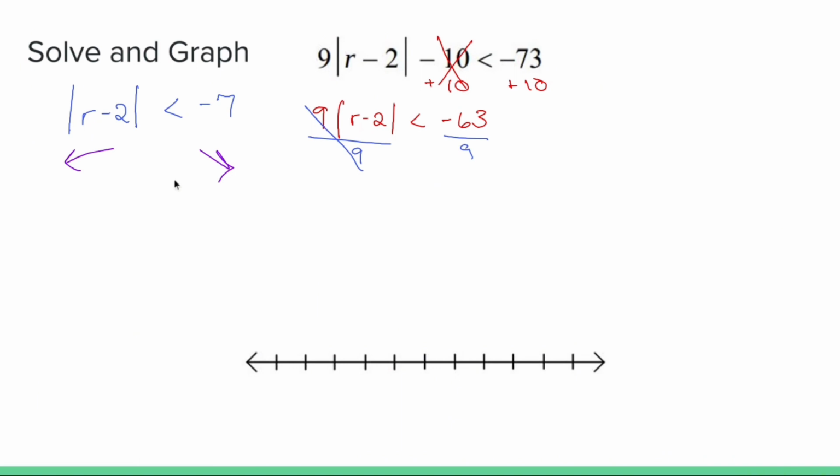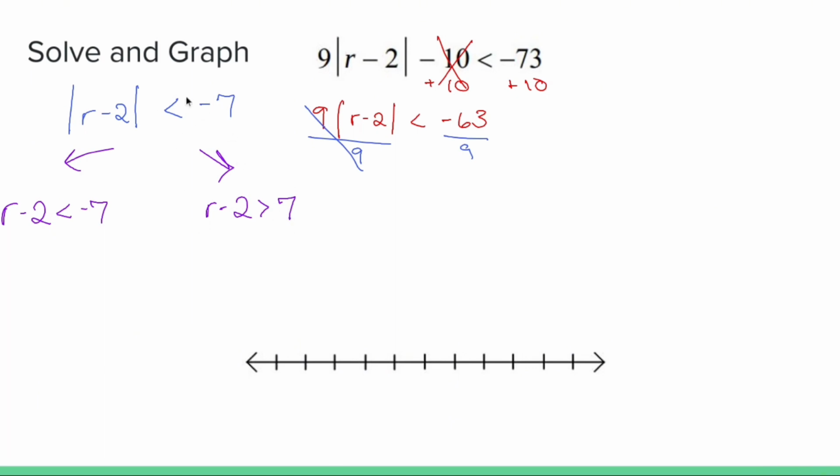Now that we have the absolute value all by itself, we can split this up into two inequalities. Each inequality is going to have whatever's inside the absolute value on the left, like that. One inequality has you keeping the symbol and keeping the right side. The other inequality has you flipping the symbol and the opposite of the right side. So the opposite of -7 is +7.